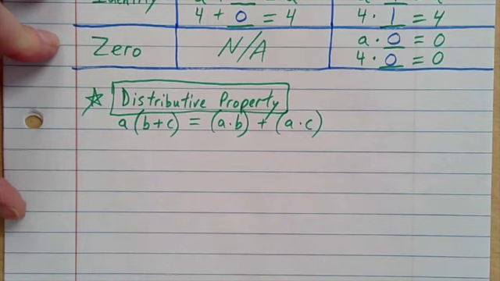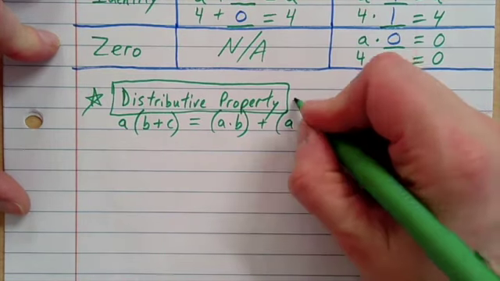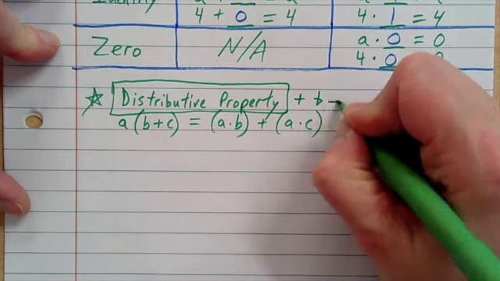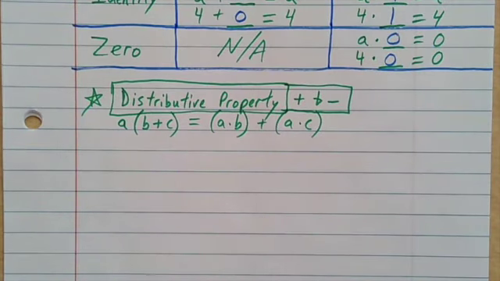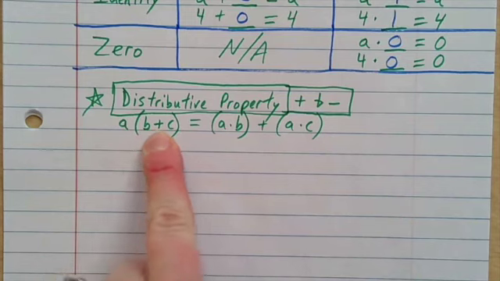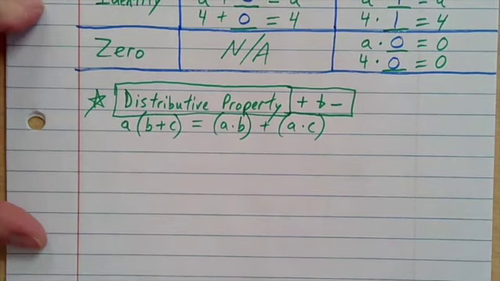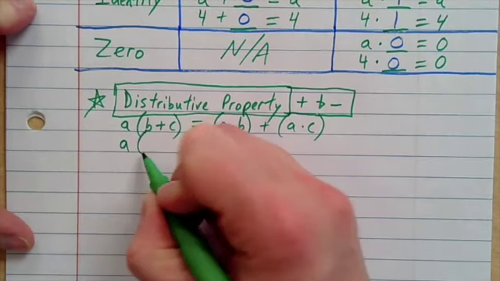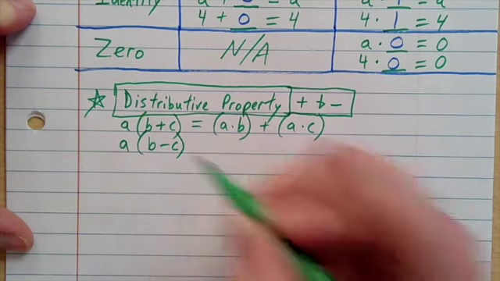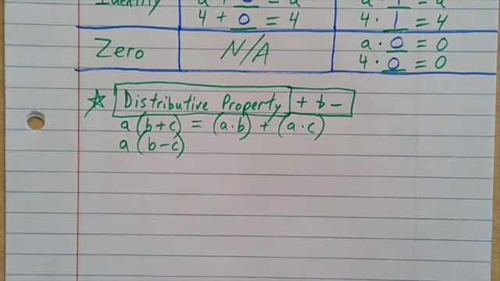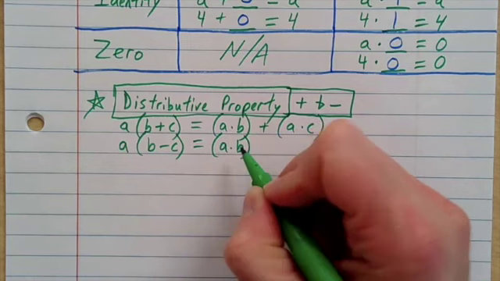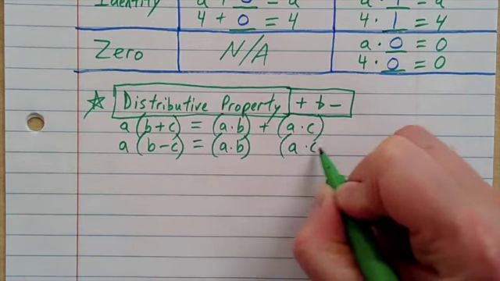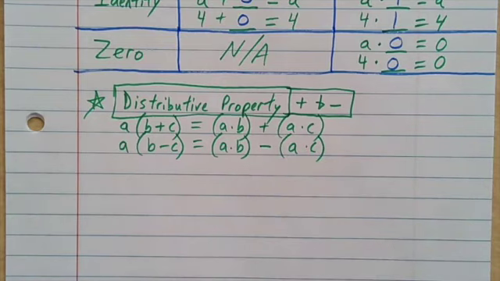Remember, the distributive property works with addition and subtraction. It does not work over multiplication or division. And what do I mean by that? The sign right here in the middle has to be addition or subtraction. So how does it work with subtraction? Same look, but your sign changes. So A(B - C) would look like (A times B), and over here you'd have (A times C), but instead of addition, you just change it to subtraction.